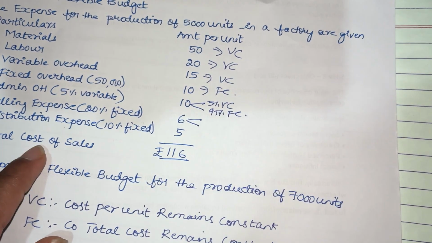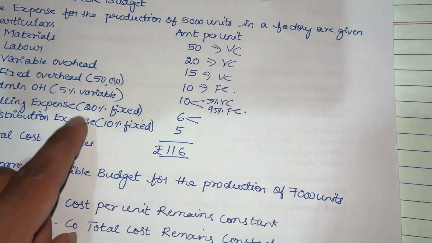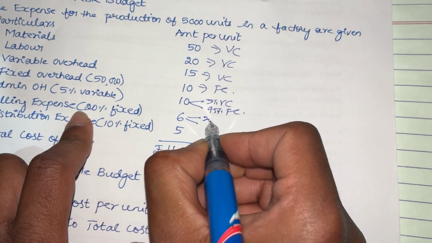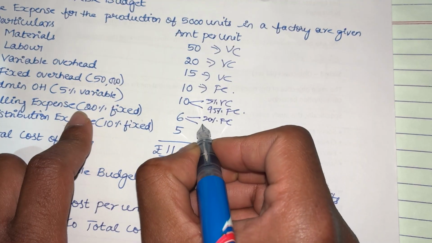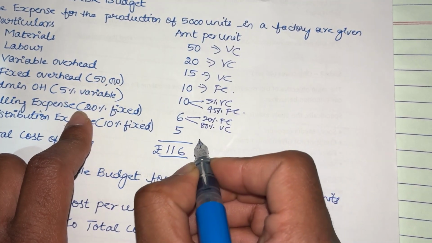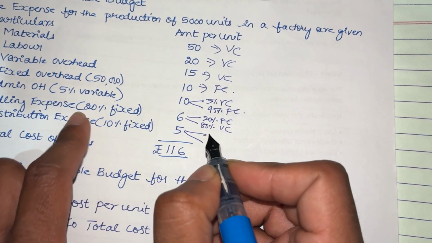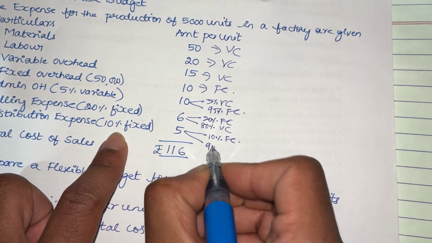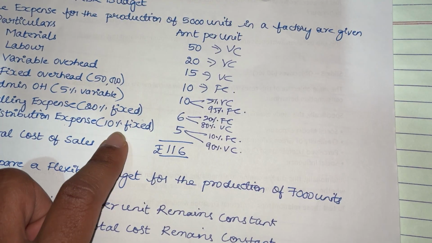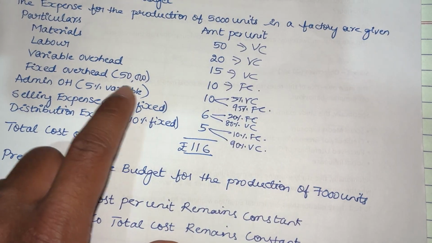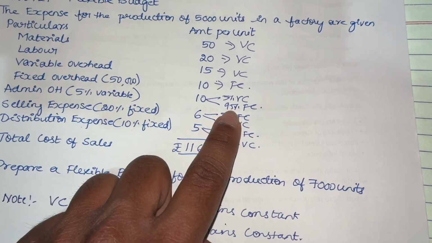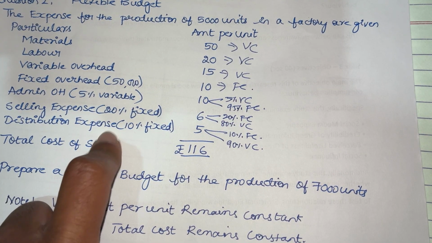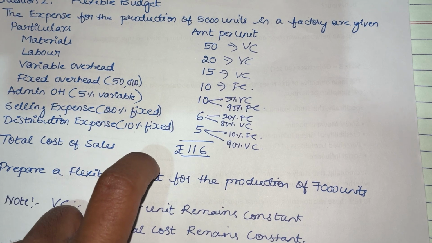Then selling expenses is 20% fixed. So if 20% is fixed, then automatically 80% will be variable cost here. Then here it is 10% fixed. So if 10% is fixed cost, then 90% will be your variable cost. Keep this in mind. If you want, I can revise this again. If 5% is variable, the remaining 95% automatically becomes fixed. If 20% is fixed, then 80% becomes variable. If 10% is fixed, then 90% becomes variable.